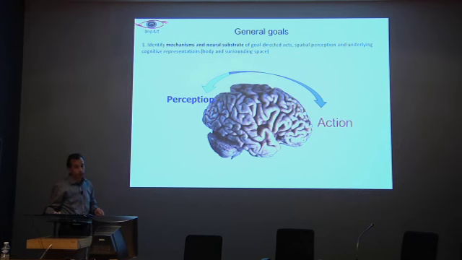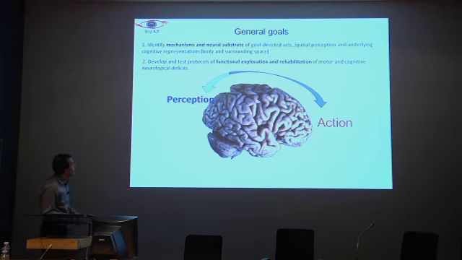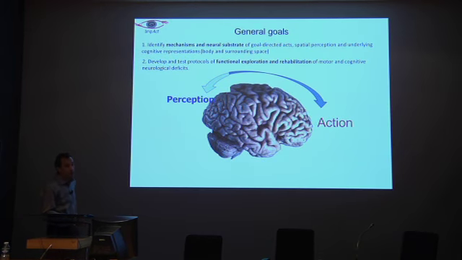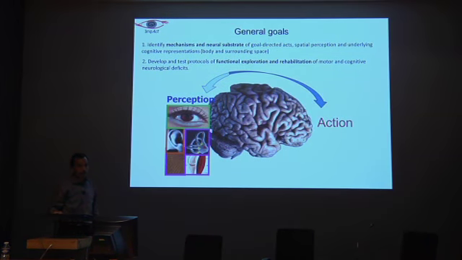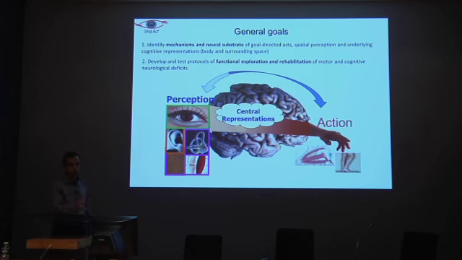And the two main goals of our team are to identify mechanisms and also the impact of goal-directed acts on the associated spatial perception and cognitive functions, and also in parallel to develop and test protocols of functional exploration and rehabilitation of these different functions. So we are really interested in the bi-directional interaction between perception and action. So in the classical direction, we try to understand how the different sensory inputs are integrated to produce central representation and to go until the movement execution, action execution.